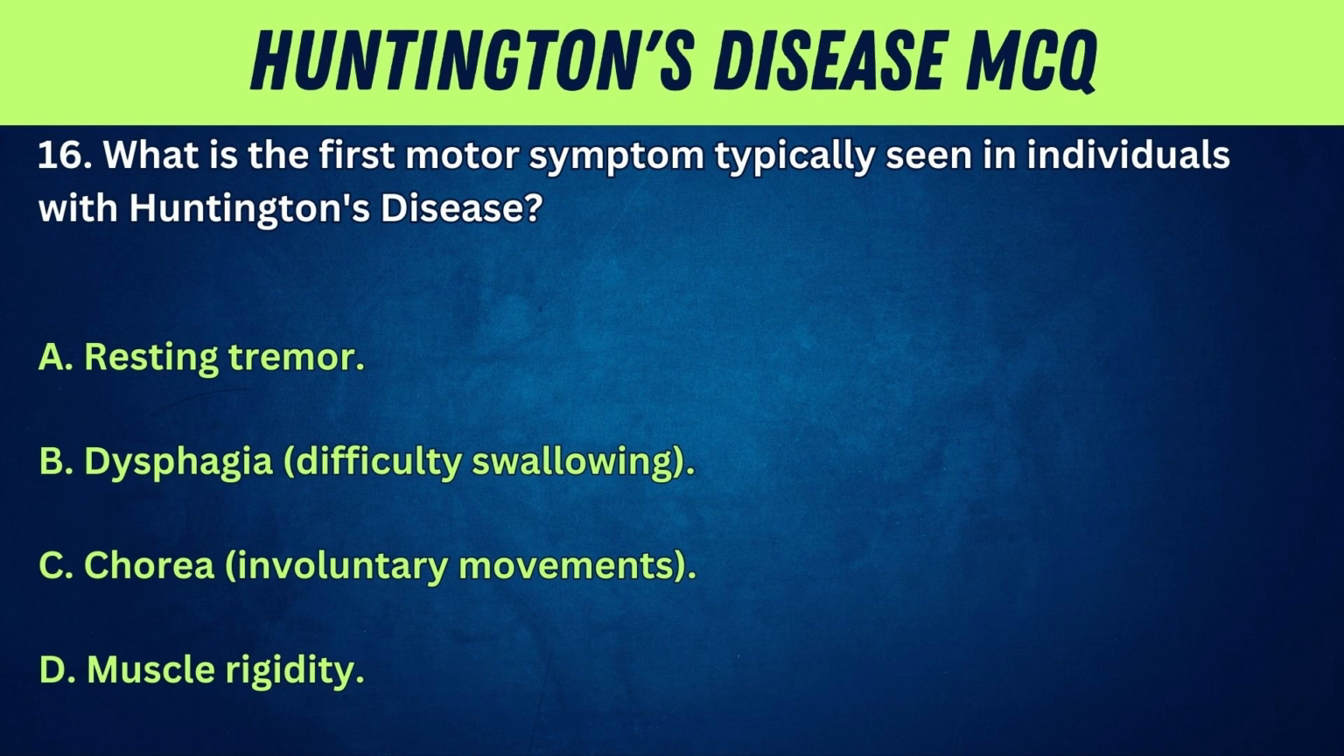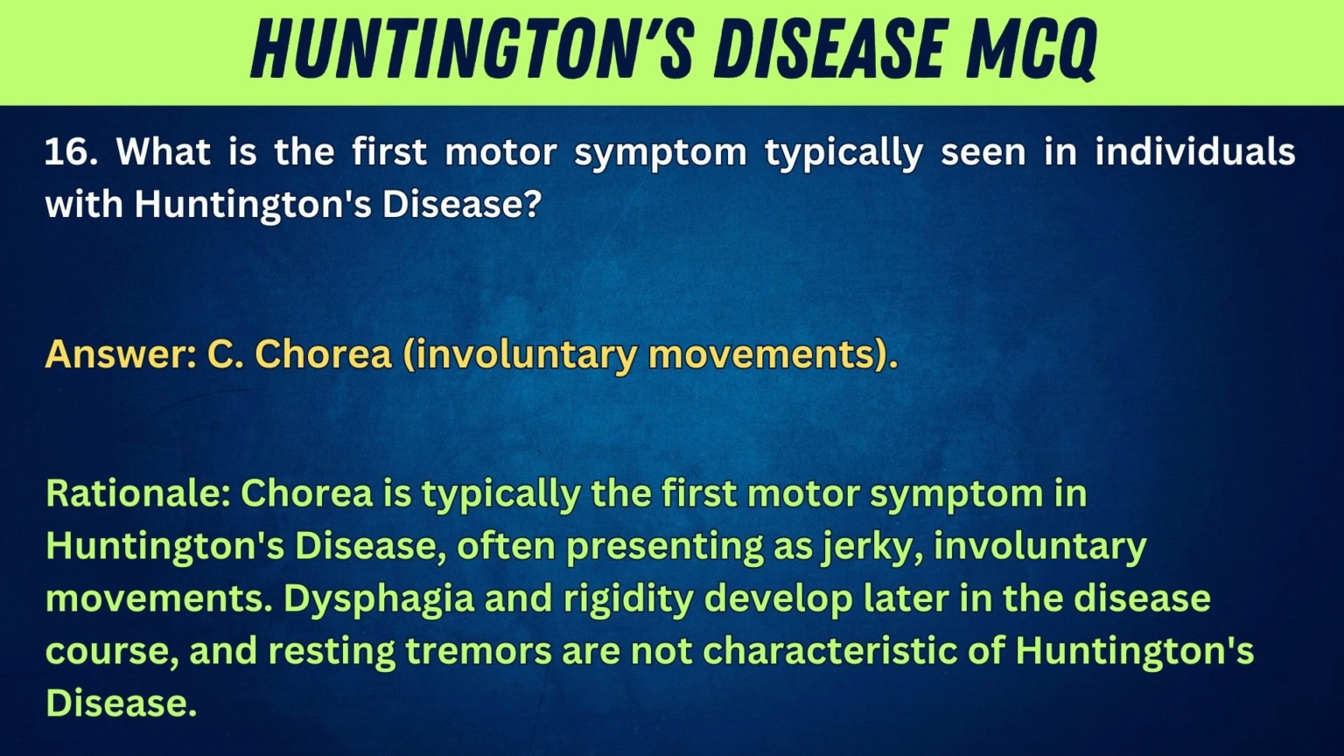16. What is the first motor symptom typically seen in individuals with Huntington's disease? A. Resting tremor. B. Dysphagia, difficulty swallowing. C. Chorea, involuntary movements. D. Muscle rigidity. Answer: C. Chorea, involuntary movements.